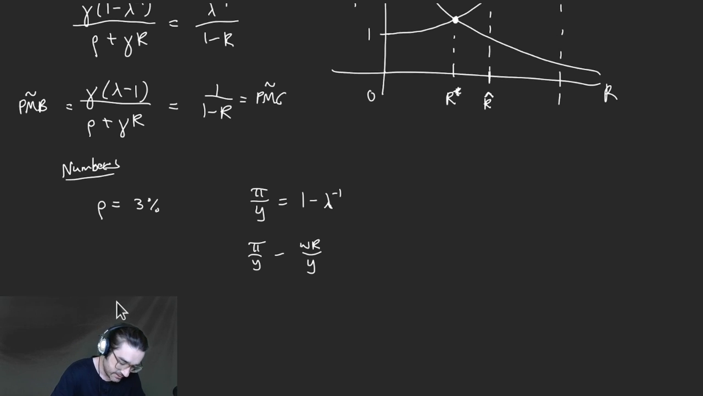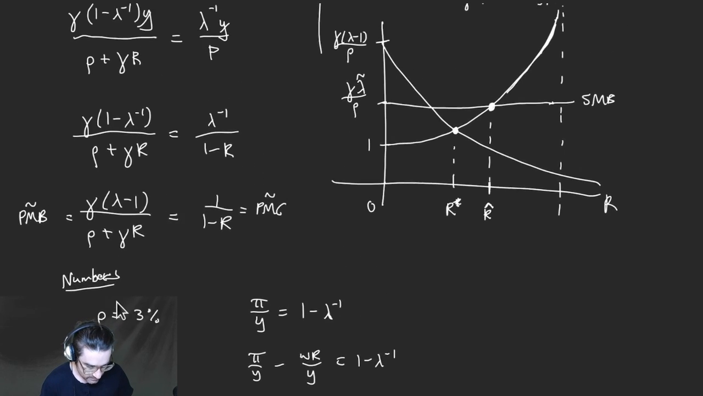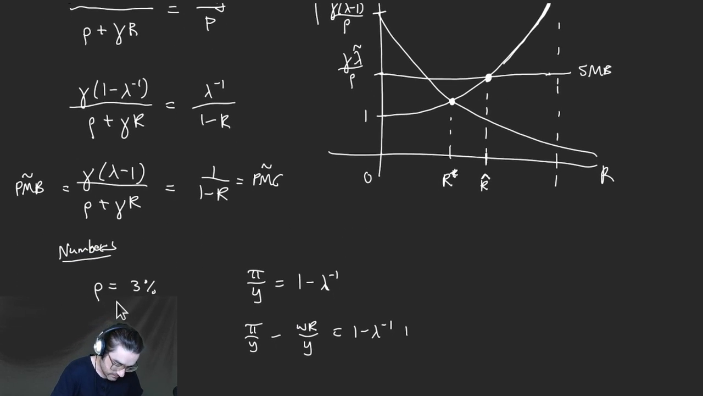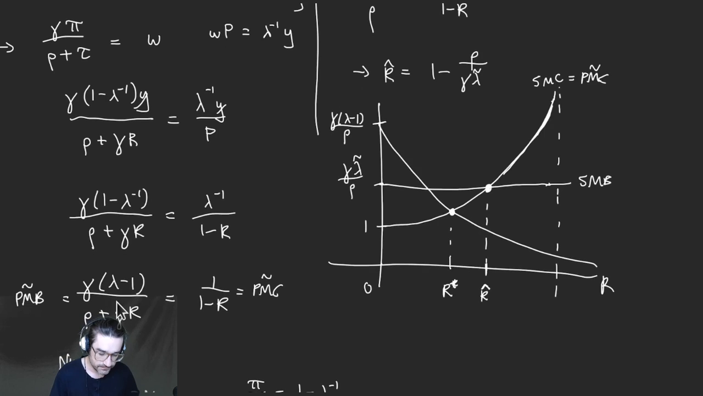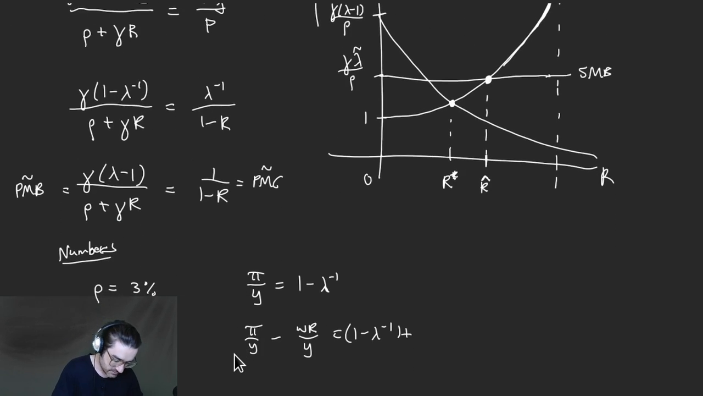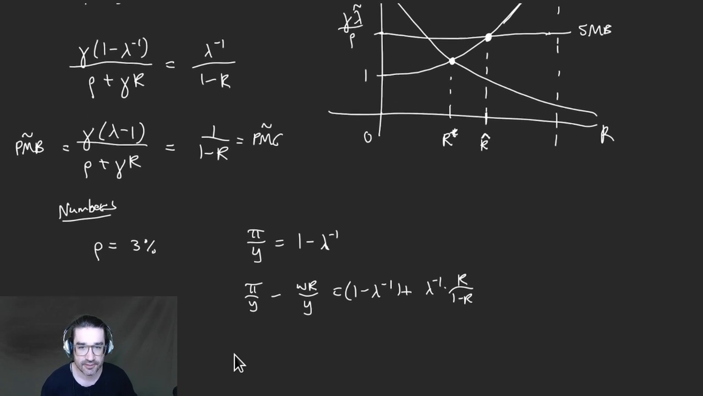But if we do that, then you're going to get that base term, 1 minus lambda inverse, and then you're going to get W over Y times R. So remember, if you go up here, W is lambda inverse Y over P. So then W over Y times R is lambda inverse times R over P, which is R over 1 minus R. Okay, that's tough because it's sort of endogenous.